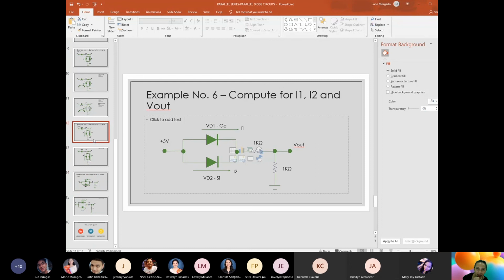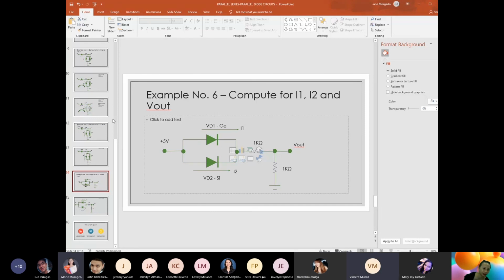Sige. Ayan, dito. Jump tayo sa number 6. Okay? Number 6. So, we have 2 diodes in parallel, pero yung isa germanium, isa silicon. Ano kaya mangyayari? Parehong mag-on? Mag-off? Germanium lang ang active or silicon lang active? GE ma'am yung magiging active po.